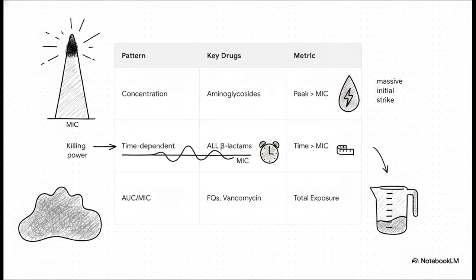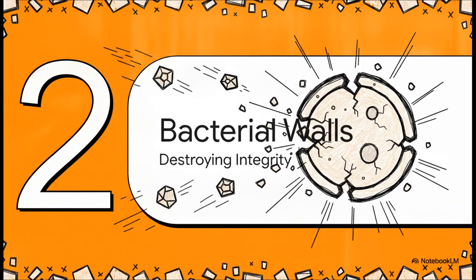And finally, we have the AUC to MIC ratio, the area under the curve. For drugs like fluoroquinolones and vancomycin, overall total drug exposure across the entire dosing interval is what actually predicts their killing power. Section 2. Breaking down bacterial walls. This is our first line of attack, dismantling that bacterial cell wall using time-dependent bactericidal agents.